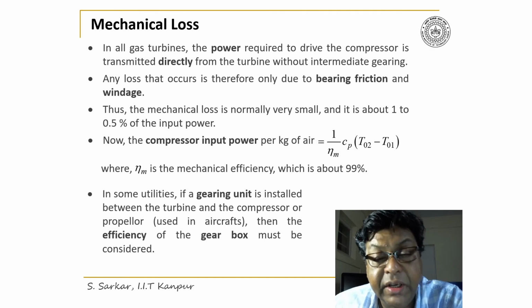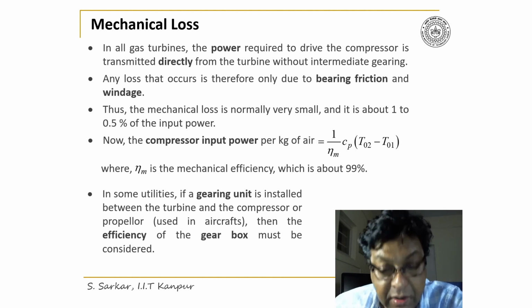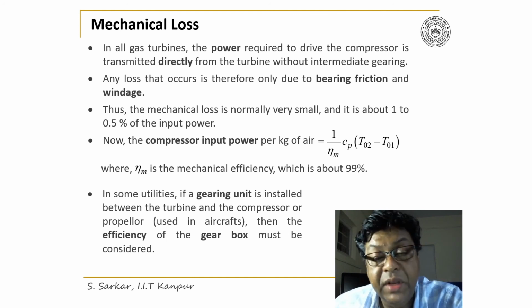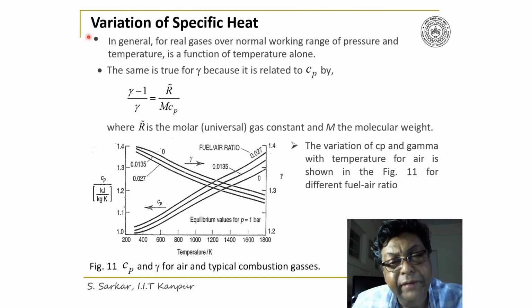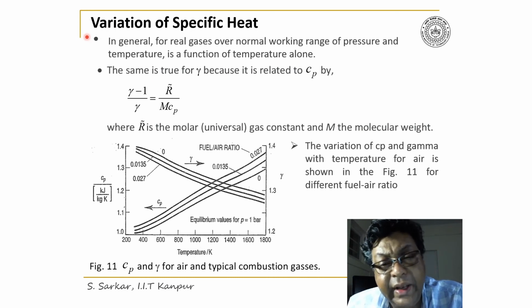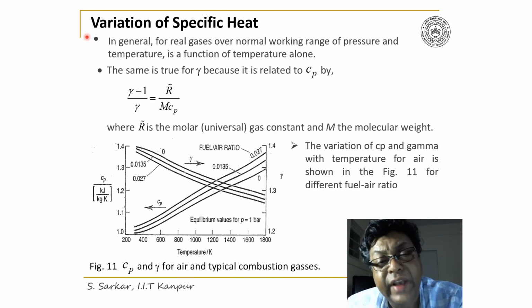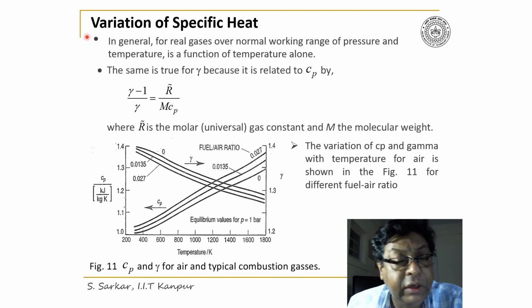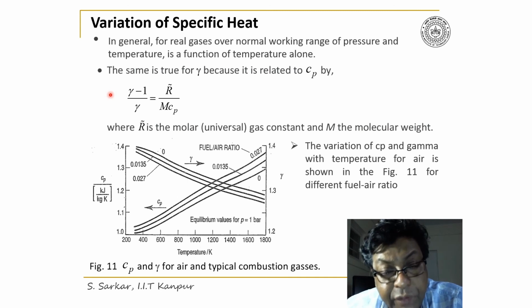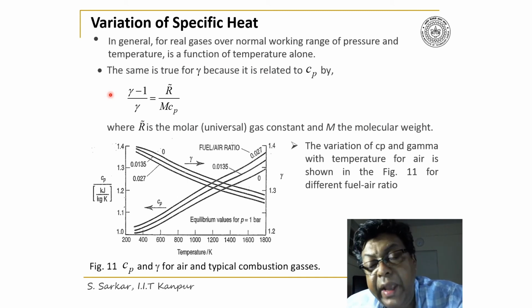In some utilities, if a gearing unit is installed between the turbine and the compressor, or between the turbine and the propeller, then the efficiency of the gearing unit must be considered. Regarding variation of specific heat Cp, I'd like to say that for real gases over the normal range of pressure and temperature, Cp is a function of temperature alone. And the same is true for gamma, because gamma can be related to Cp by the equation (gamma minus 1) by gamma is equal to R tilde divided by m by Cp, where R tilde is the universal gas constant and m is the molecular weight.